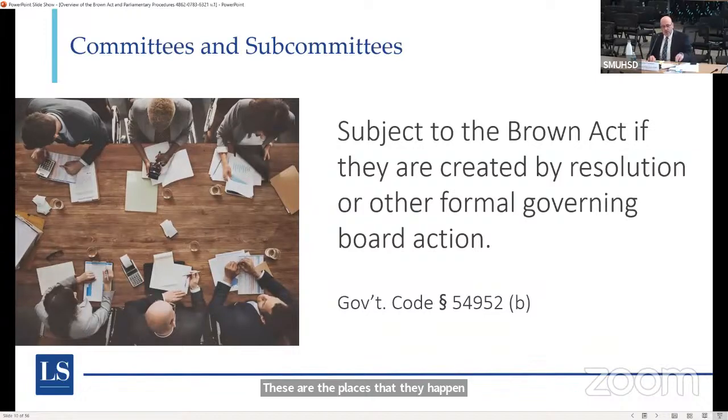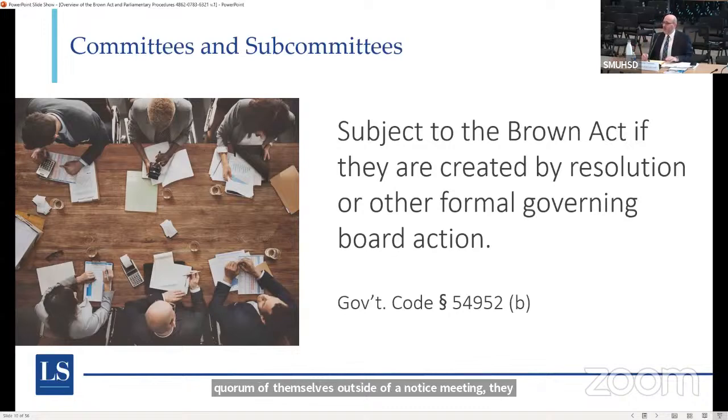So with that, unless there's questions, I want to move on to talk about committees and subcommittees. I always include this in my Brown Act trainings because nobody ever includes this in their Brown Act trainings. And it's another place that problems get created because what the Brown Act says is if the board creates a committee, creates a subordinate body of any sort, an advisory committee, based on a formal governing board action, that is now a Brown Act body. It is now bound by the Brown Act, which means the committee members can't discuss amongst a quorum of themselves outside of a noticed meeting. They have to post their agendas.